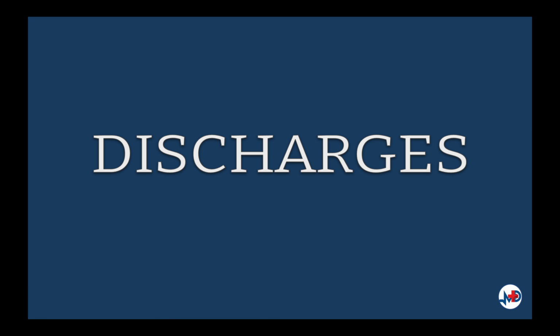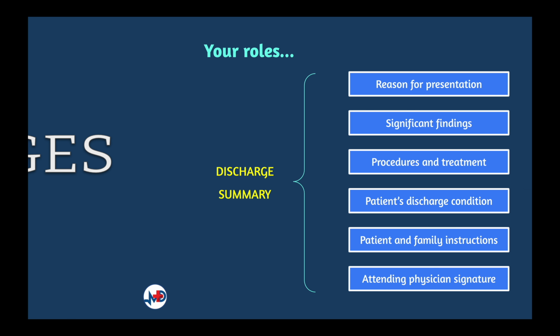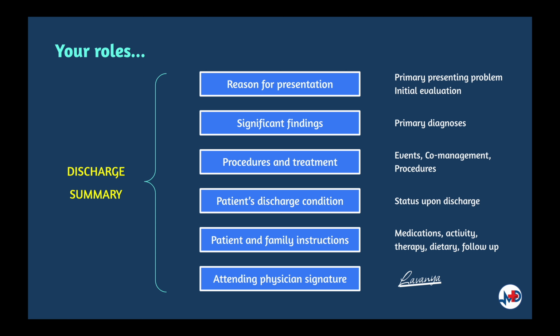Now, moving on to the final part, which is discharges. A discharge summary plays a crucial role in keeping patients safe after leaving a hospital. So, hospital discharge summaries serve as the primary documents communicating a patient's care plan to the post-hospital care team. House officers here are responsible for formulating a complete discharge summary and carrying out discharge work as stipulated in the summary. So there are 6 main components in the discharge summary, which include the reason for presentation, significant findings, procedures and treatment provided, patient's discharge condition, patient and family instructions, as well as the attending physician's signature.